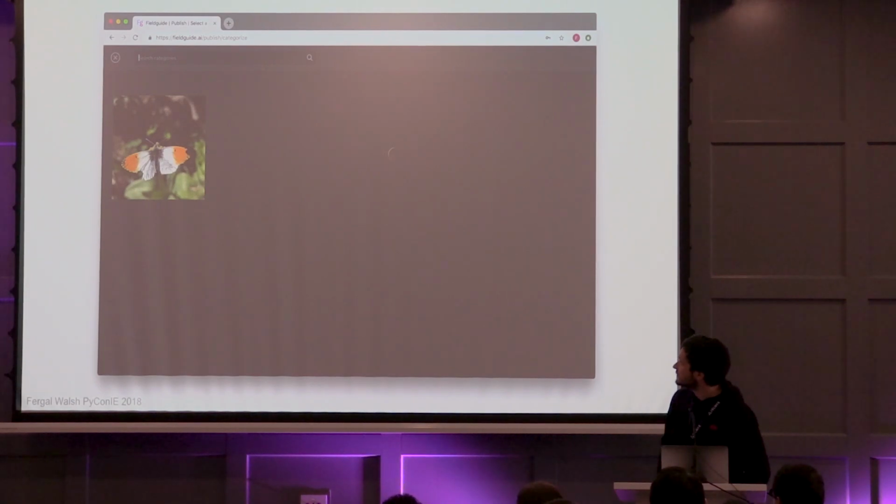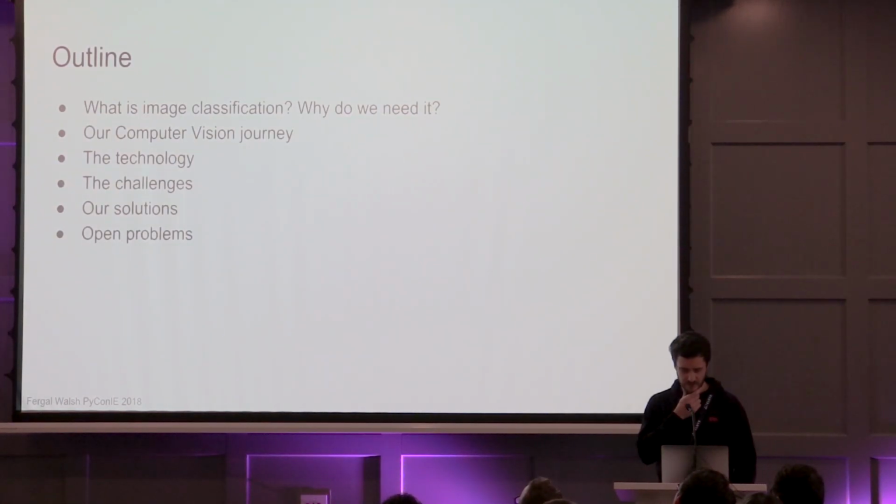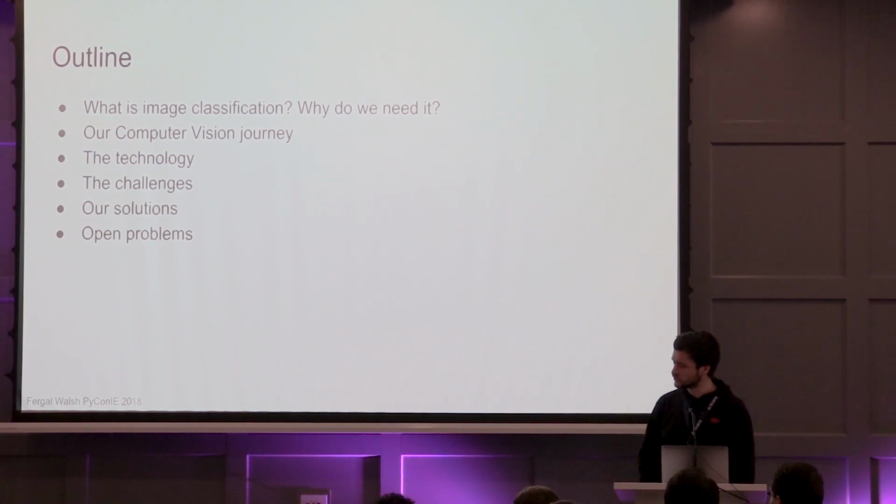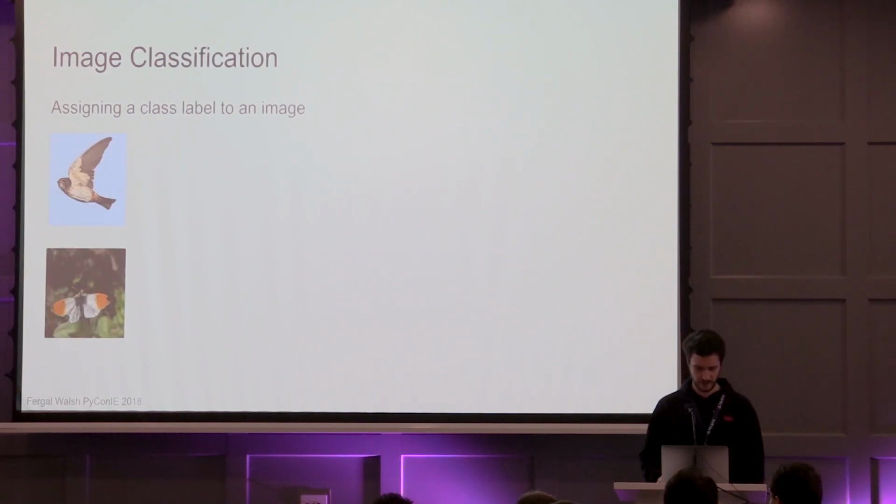So this talk is about what happens while that little circle is spinning. It's a screenshot, so it's not spinning, but you get the idea. So the rest of the talk is about that. So briefly, I'll talk about what is image classification, why do we need it, and then most of the talk is about our computer vision journey in building this product. I'll talk about the technology, the challenges, our solutions, and the remaining open problems.